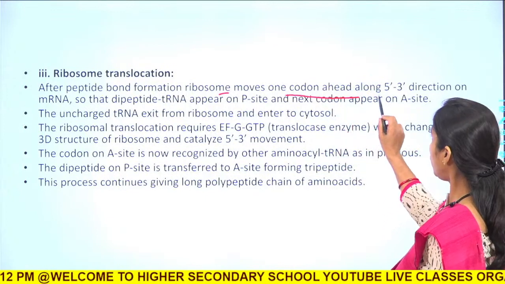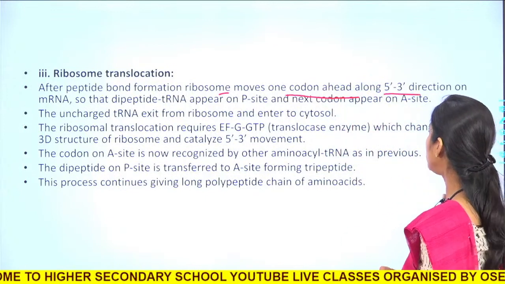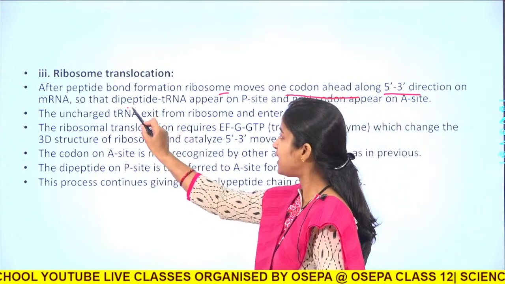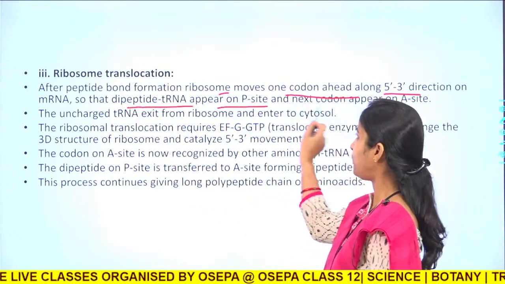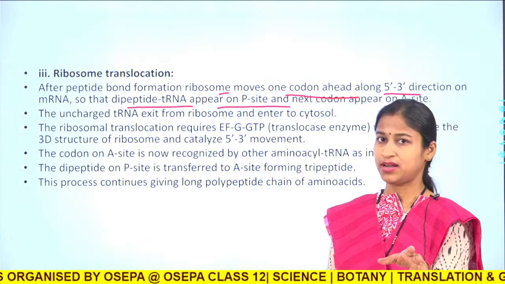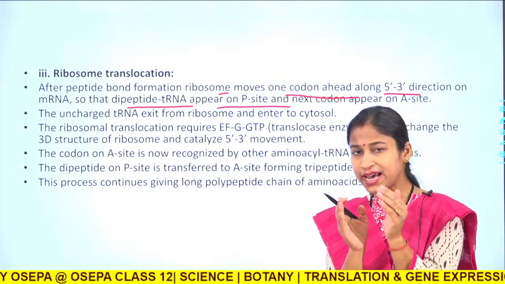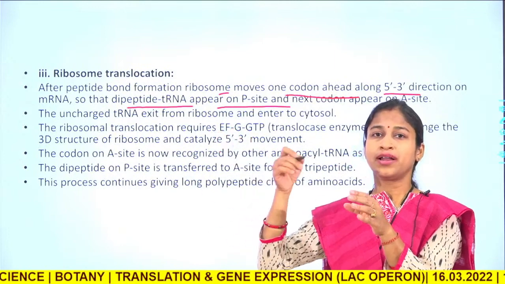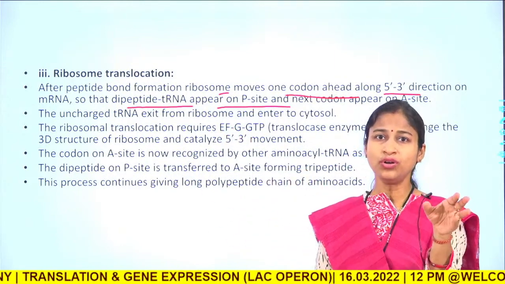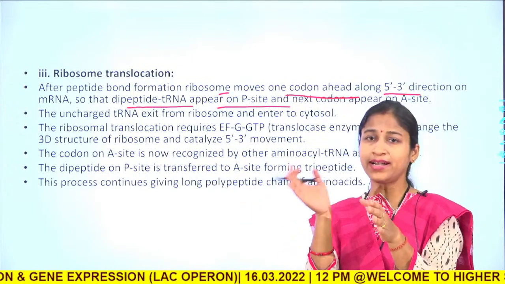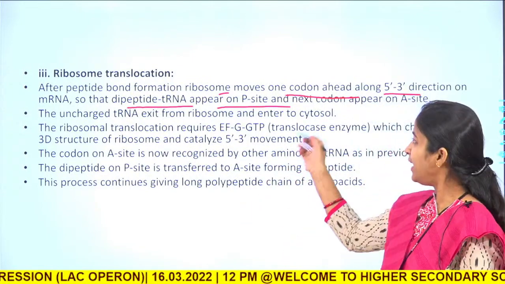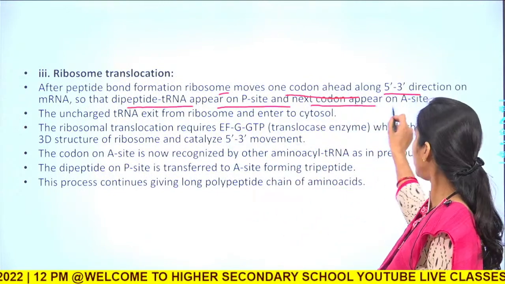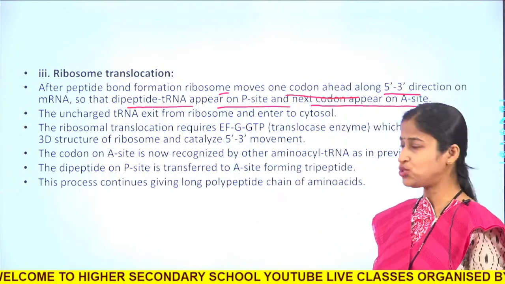So what happens here after peptide bond formation? The ribosome moves one codon ahead along the 5' to 3' direction on the mRNA, so that the dipeptide tRNA appears on the P site. Actually the dipeptide tRNA was present on the A site, but because of the translocation, the P site comes to the E site and the A site comes to the P site. So it appears on the P site and the next codon appears on the A site, as I told you.